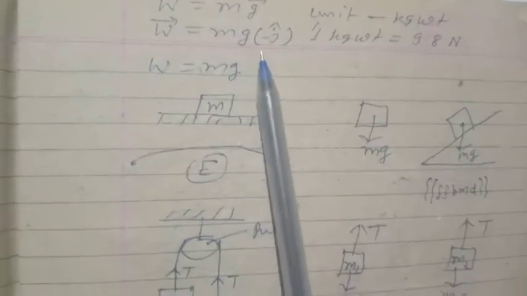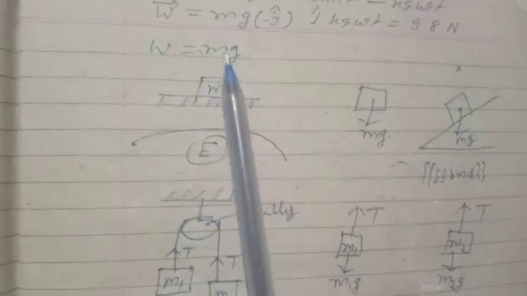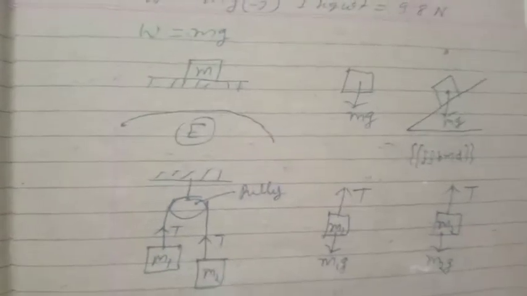Now, if we take the upward direction as the y-axis, then the W vector will be mg into minus j cap. Its magnitude will be given as W equals mg, where m is the mass of the body and g is the acceleration due to gravity.